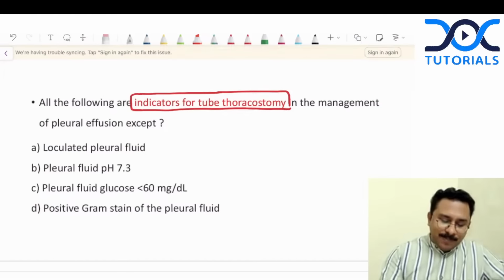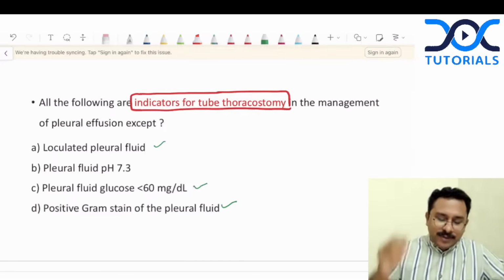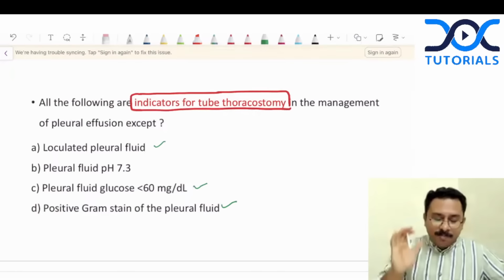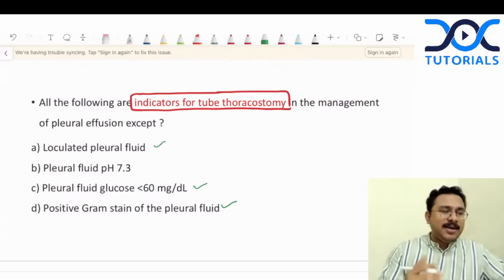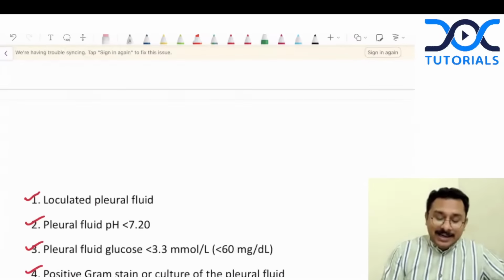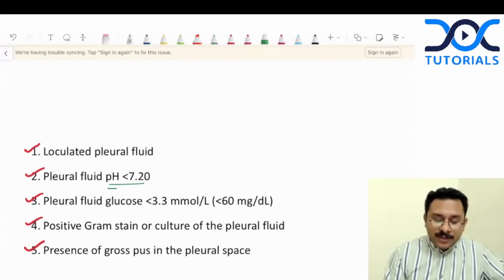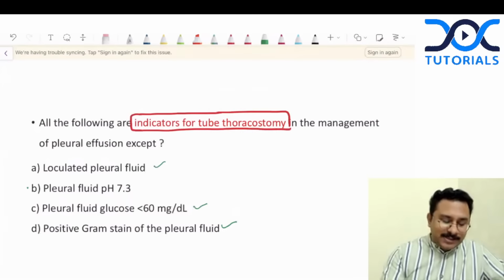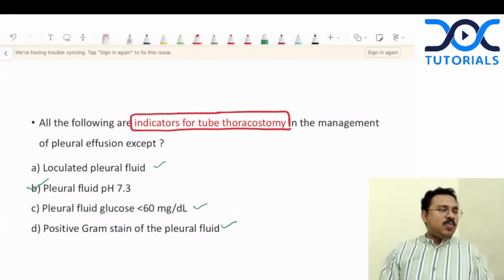So loculated pleural fluid is an indicator. Pleural fluid glucose less than 60 is an indicator. Positive gram stain is an indicator. But look at option B. Pleural fluid pH of 7.3 is not an indicator. The pH should be less than 7.2. Yes or no? So what is going to be the answer? Option B.